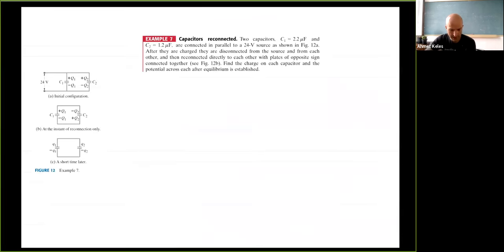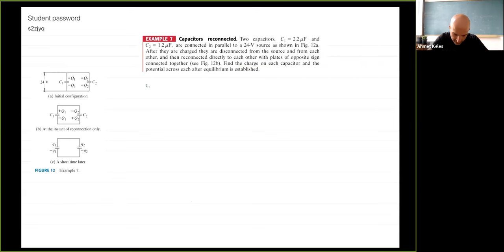So I have one more example. Let's do this. Two capacitors, C1 equal to 2.2 microfarad and C2 equal to 1.2 microfarad, are connected in parallel to a 24-volt source, like here. After they are charged, they are disconnected from the source and from each other, and then reconnected directly to each other with the plates of opposite sign connected together. So there is a charge cancellation. And our task is to find the charge on each capacitor and the potential across each after equilibrium is established.